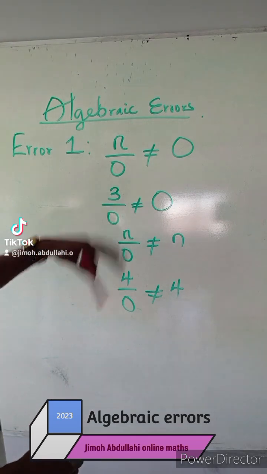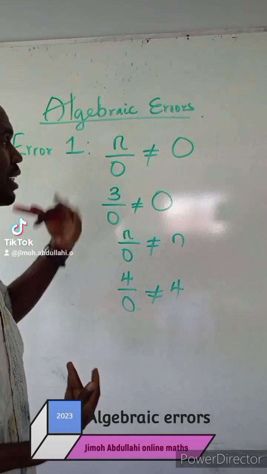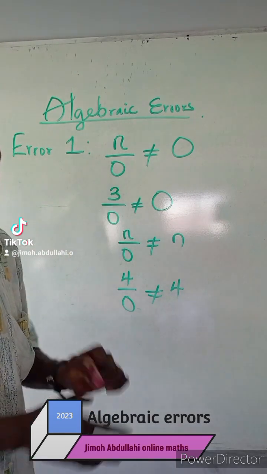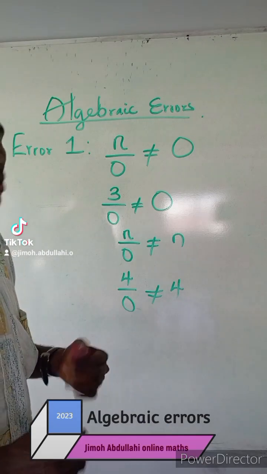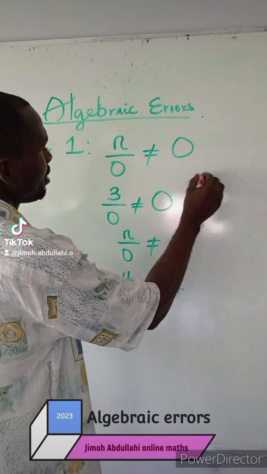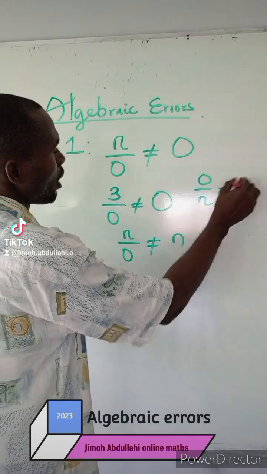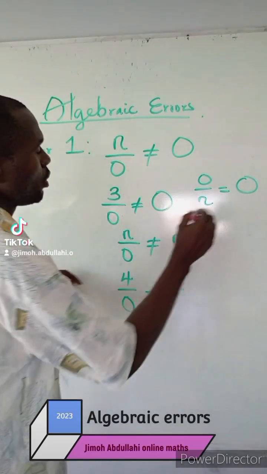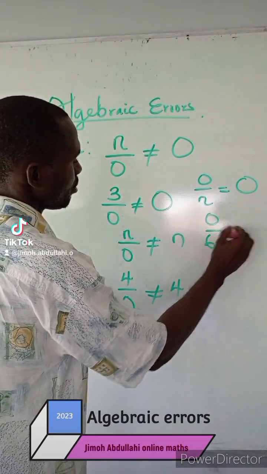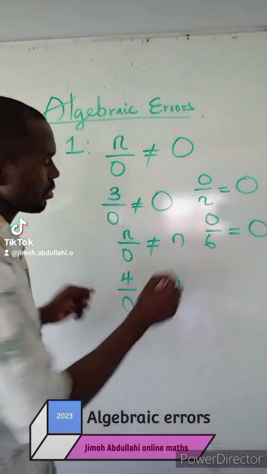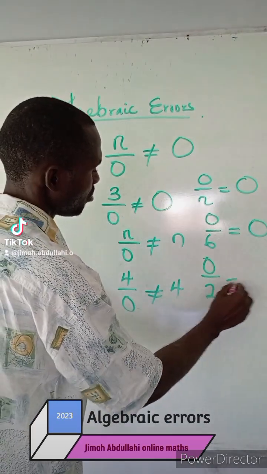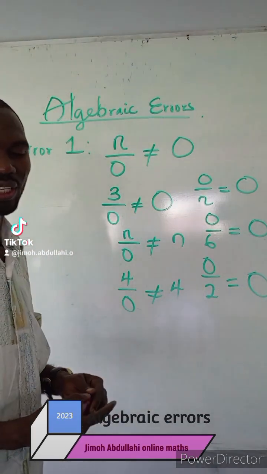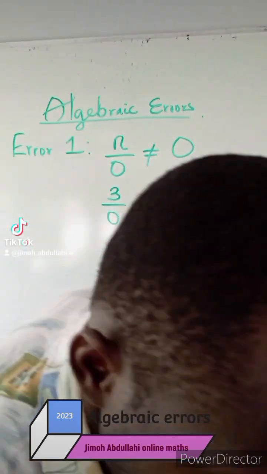All these are things that you need to know. So anytime you are dividing a number by 0, it is not 0, it is error. But when you are dividing 0 by a number, that's when you will have 0. So 0 divided by 6 will give me 0, and 0 divided by 2 will give me 0. You understand? That's error 1. Now error 2.